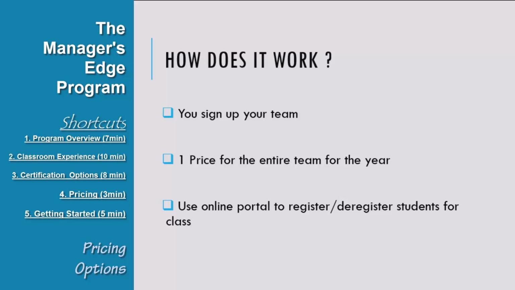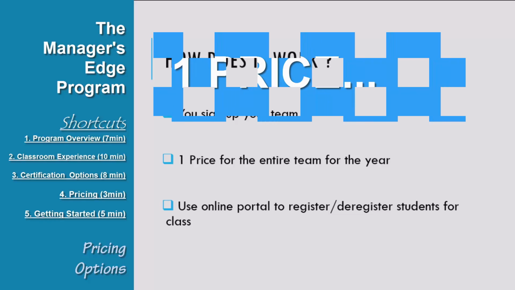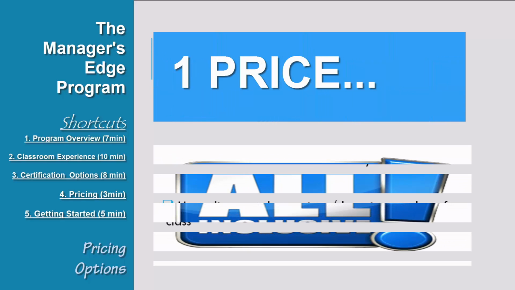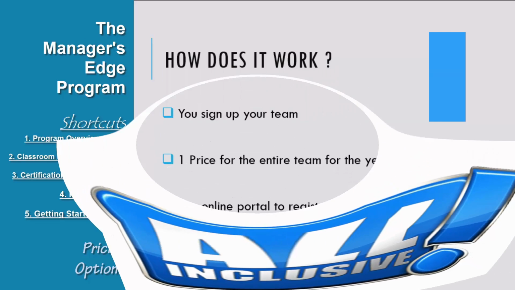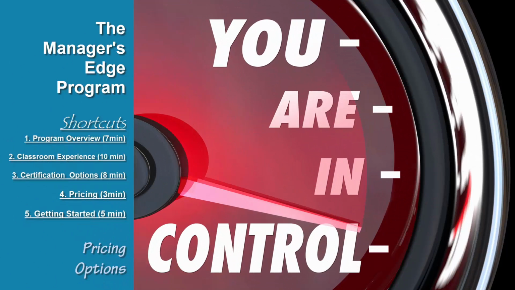So how does it work? The pricing works like this. You sign up your team. There is one price for the entire team for the entire year. So it's an enterprise-based pricing plan based on the size of your company, the number of subscribers that you have. So based on the size of your company, there's one price, and that covers you, the managers, it covers your experts, it covers your novices and newcomers, and you as the manager are in complete control of registering and deregistering people from our online portal environment.